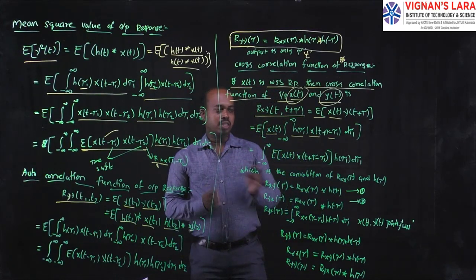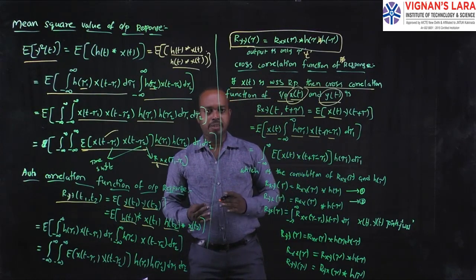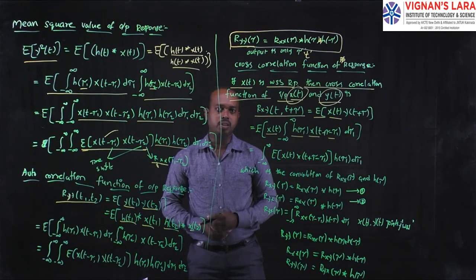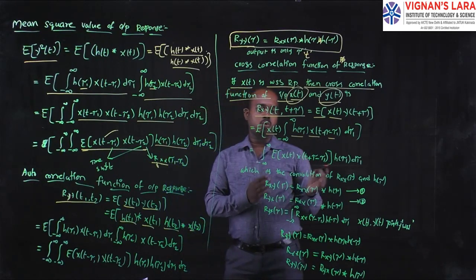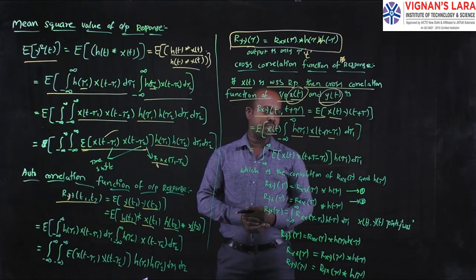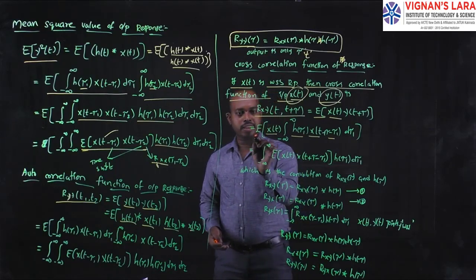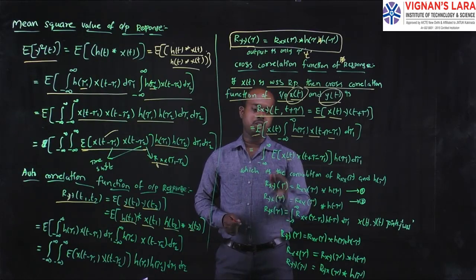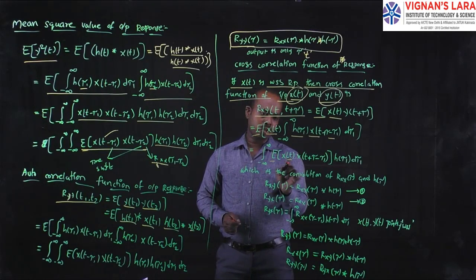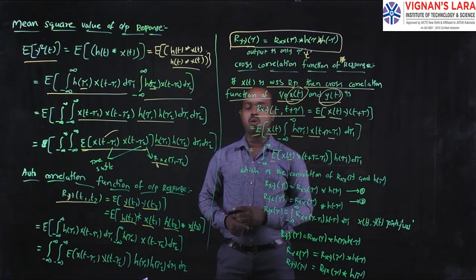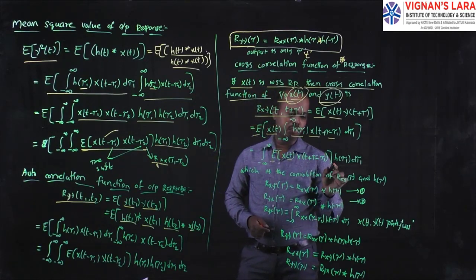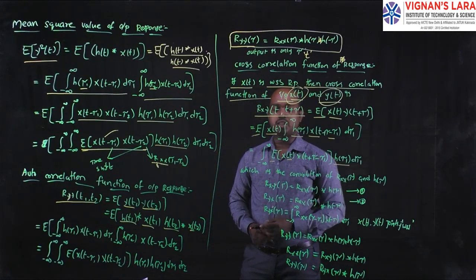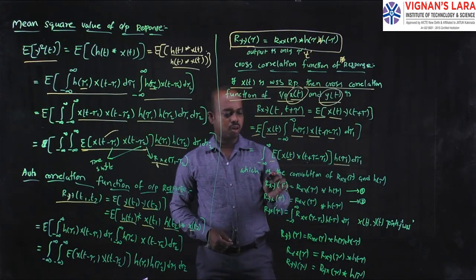Then you have to move this x of t and separate the terms that depend on the time parameter. Those terms have to be written on one side and the remaining terms on the other side. Then you apply the expectation on the terms that depend on t, that is, on x of t and x of t plus tau minus tau 1. Then you write h of tau 1 outside of the expectation, which is the convolution.